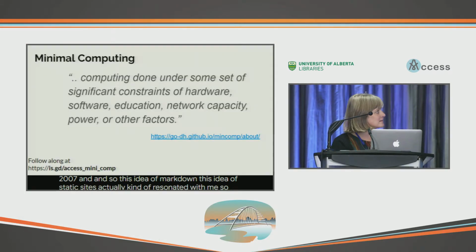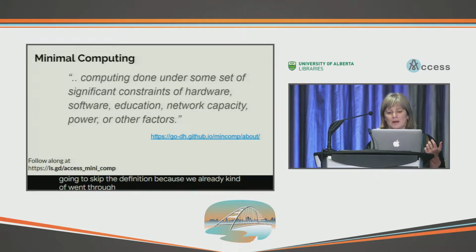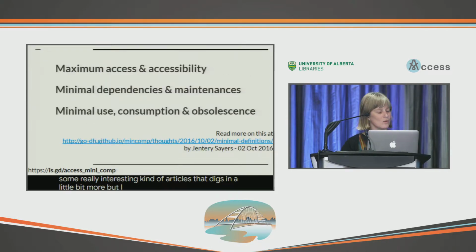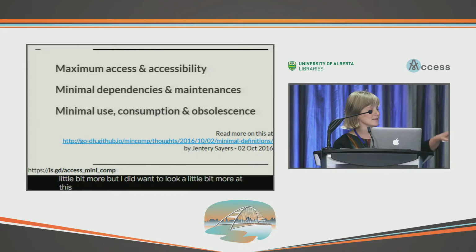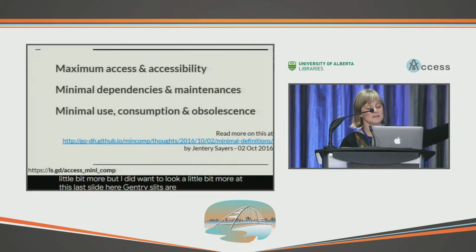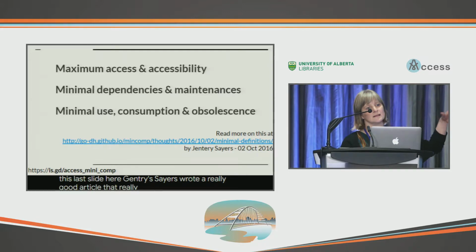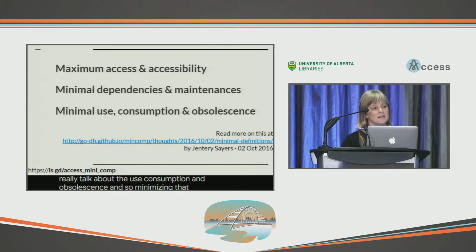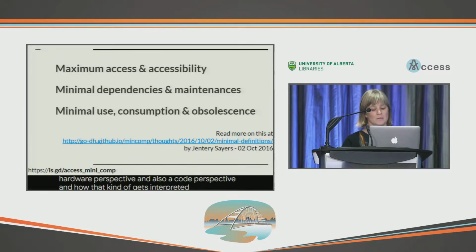I'm going to skip the definition because we already went through what minimal computing looks like. I would encourage you to go to the website. There are some really interesting articles that dig in a little bit more. But I did want to look at this last slide here. Gentry Sayers wrote a really good article that digs into the definitions of what they mean by digital minimal computing. They also talk about the use, consumption, and obsolescence, and so minimizing that. So along the lines of climate change, thinking about less, from a hardware perspective and a code perspective, and how that gets interpreted within minimal computing.